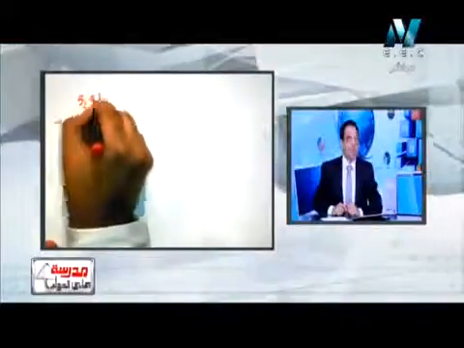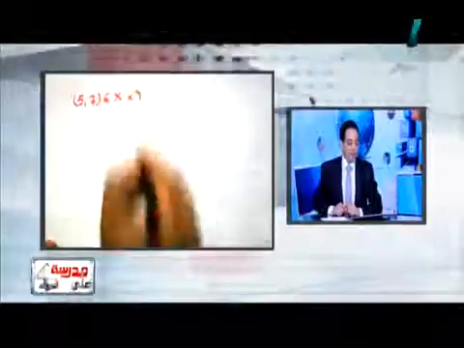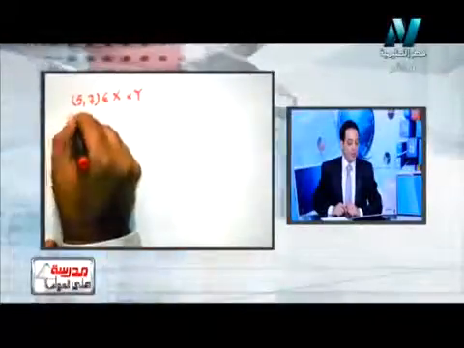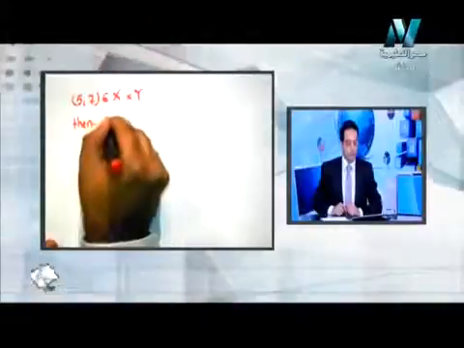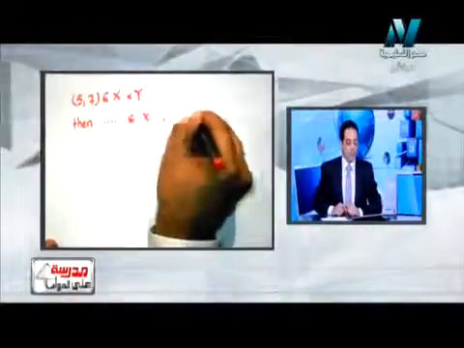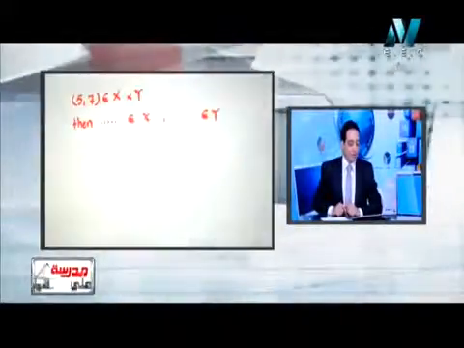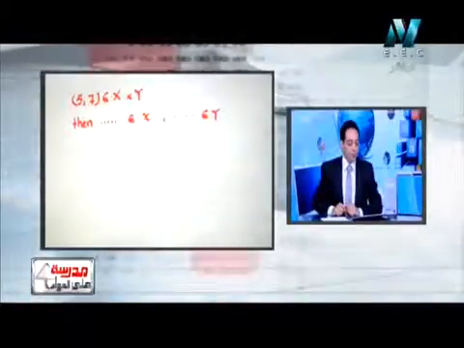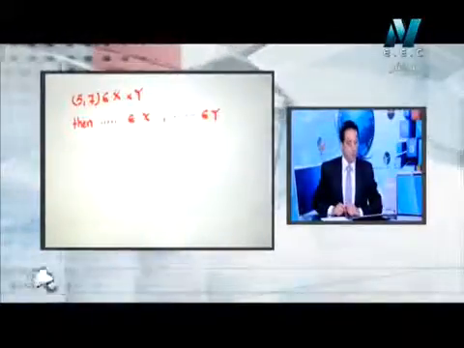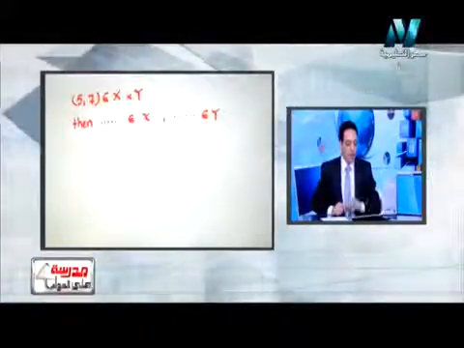No, ordered pair. Ordered pair, yes. If 5 and 7 belong to X product Y, then 5 belongs to X and 7 belongs to Y. You mean that? I'll say it once again: if 5 and 7 belong to X product Y, then 5 belongs to X and 7 belongs to Y. Perfect.